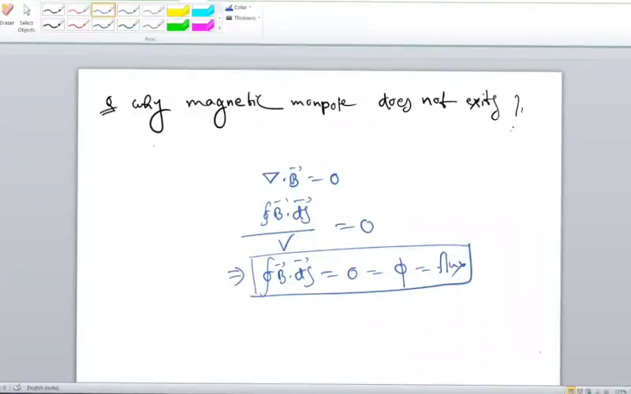The first one, divergence of B equals 0, is Maxwell's second law in differential form, and closed integral B dot ds equals 0, that is phi equals 0, is Maxwell's second equation in integral form. So now let's see how we can explain this question.